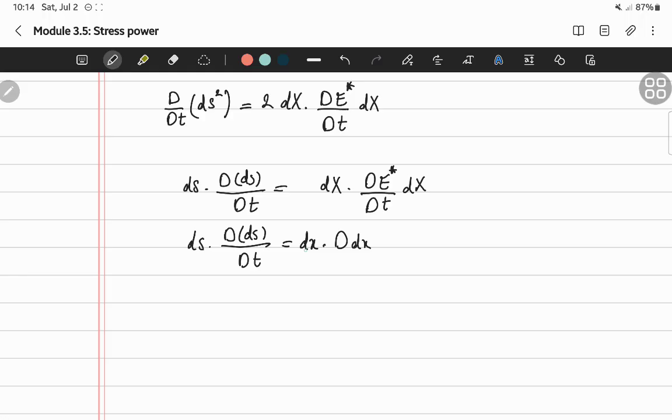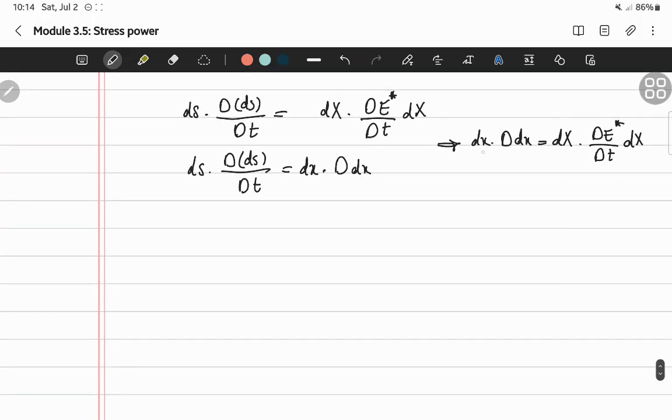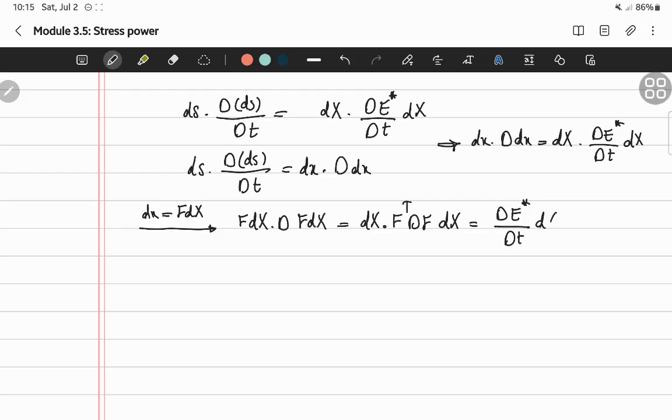This is also another equation that we derived in the book. So we get dx dot d dx equal to this equation here, dx dot d e star dt dx. Now we're going to replace dx with f d capital X. So we have f d capital X dot d, then f d capital X. So we can write this as dx dot f transpose df dx, which is equal to d e star dt dx. Oh, sorry, I got this dx in here. So this is d e star dt dx.